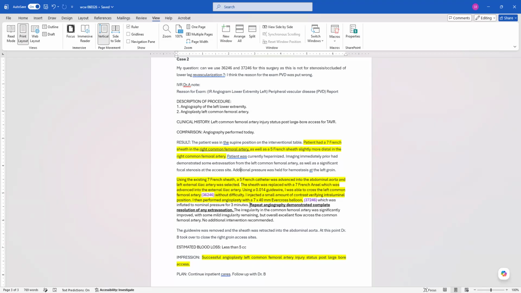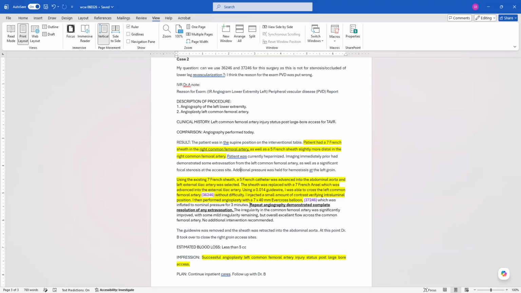status post large bore access. So everything in the body of this report confirms that it was for injury, even though that reason for exam says PVD. So that's clearly what it was for, based on the fact the patient had the TAVR, which caused the injury, and then they got referred to IR for that fix.